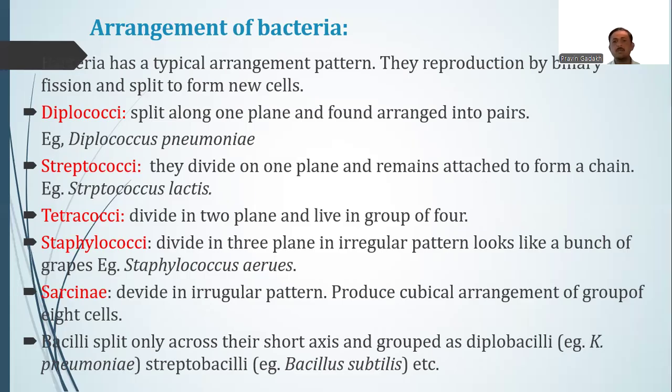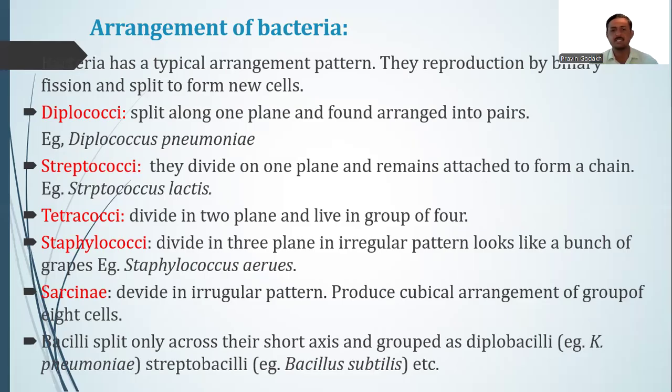In the case of Staphylococcus, they divide in three planes in an irregular pattern, and they look like a bunch of grapes. As we see the bunch of grapes, that type of arrangement we can see for Staphylococcus aureus. So with respect to that, we can identify the particular organism, their shapes and arrangement pattern. Sarcina again divides in an irregular pattern and produces a cubical arrangement of a group of 8 cells. If we observe that type of arrangement of bacteria, we can say they are nothing but Sarcina.